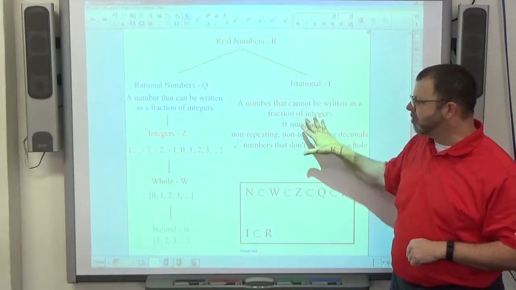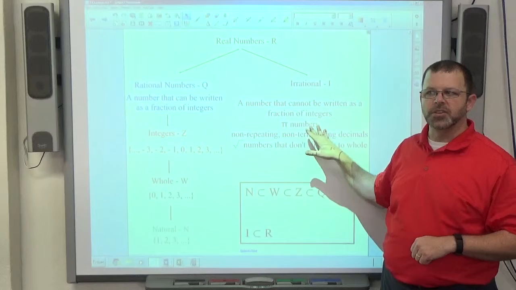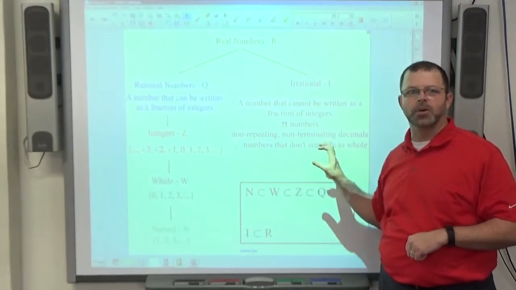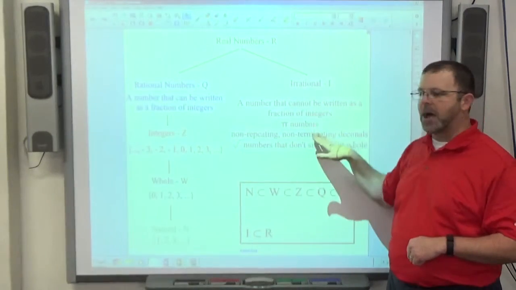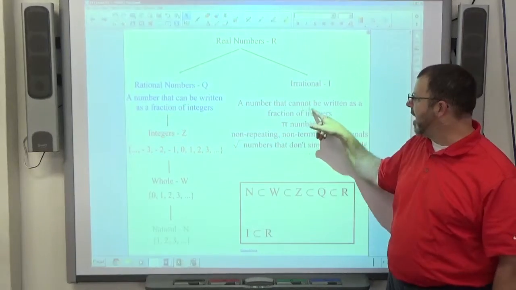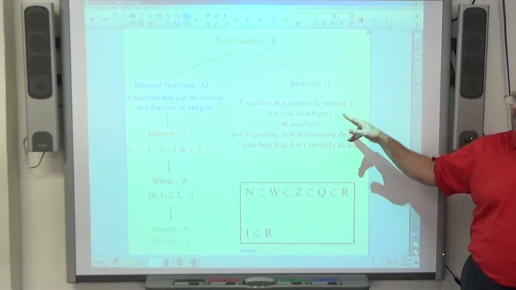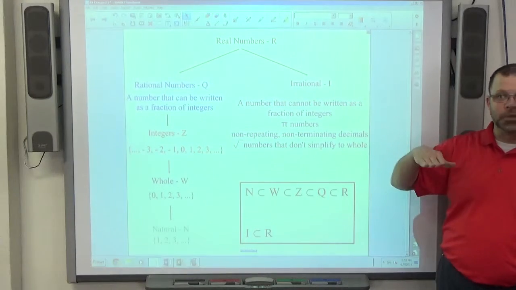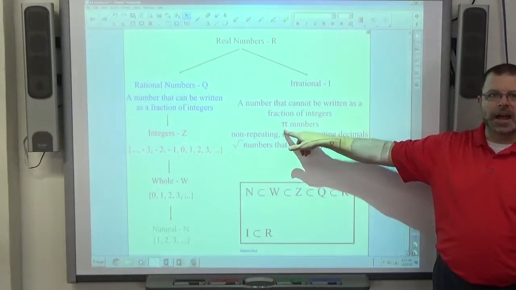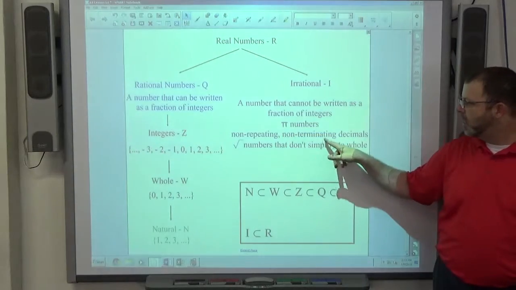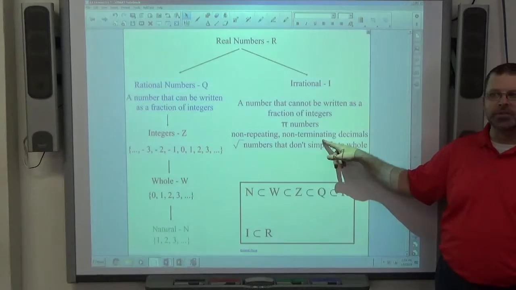Now, if it's irrational, that's all it is. There's nothing else about it. There are no special subcategories of irrational numbers. There are just irrational numbers. These are numbers that cannot be written as a fraction of integers. That's the official definition. For your purposes, numbers that have pi attached to them are irrational. Non-repeating, non-terminating decimals are irrational.